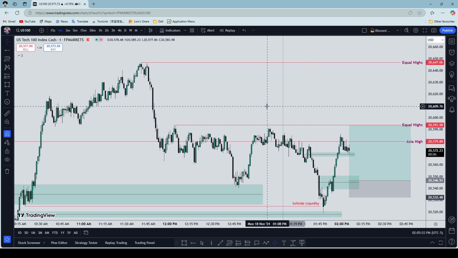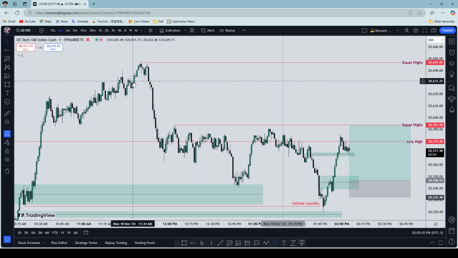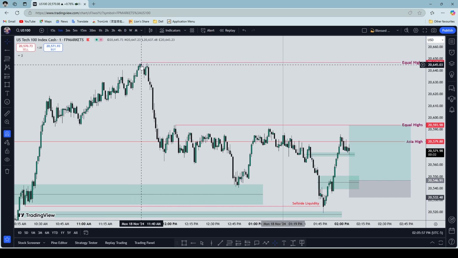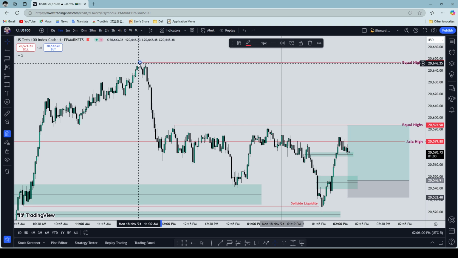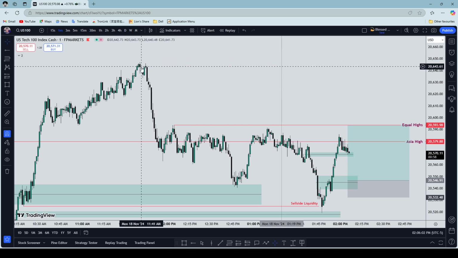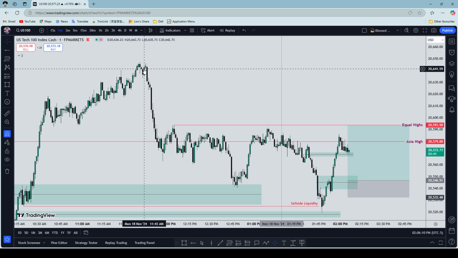Okay. So let me start again. Let me start all over. Let me use this one as an example because this one is very clear. This candle here, these three candles, one, two, three.